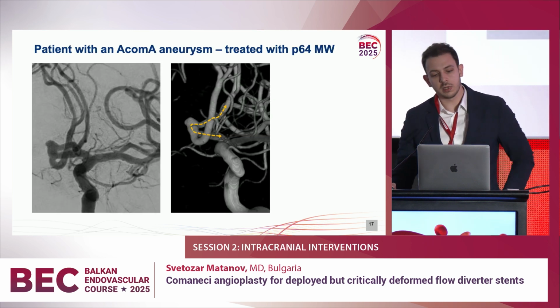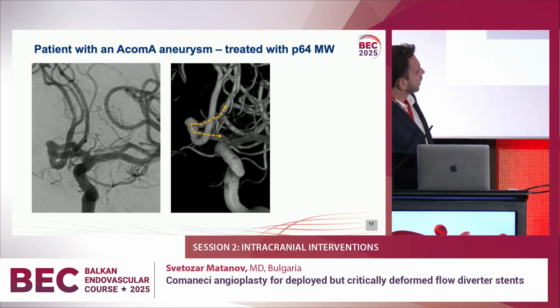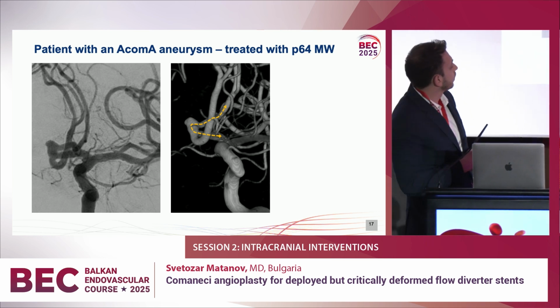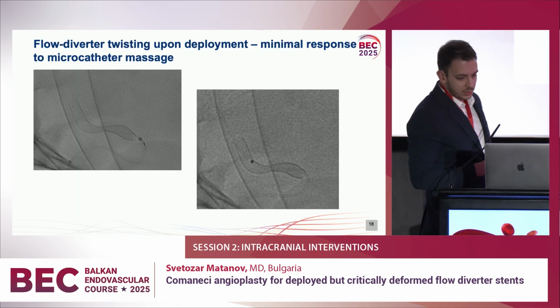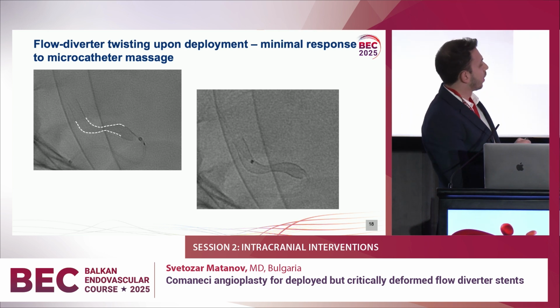This is a patient with an ACOM aneurysm. As you can see, the aneurysm is kind of difficult to treat otherwise. The patient has a hypoplastic A1 segment on the right side. So we decided to place a flow diverter from the ipsilateral to contralateral ACA. And as we deploy the flow diverter, you can see that there is some twisting at the middle part of the stent.